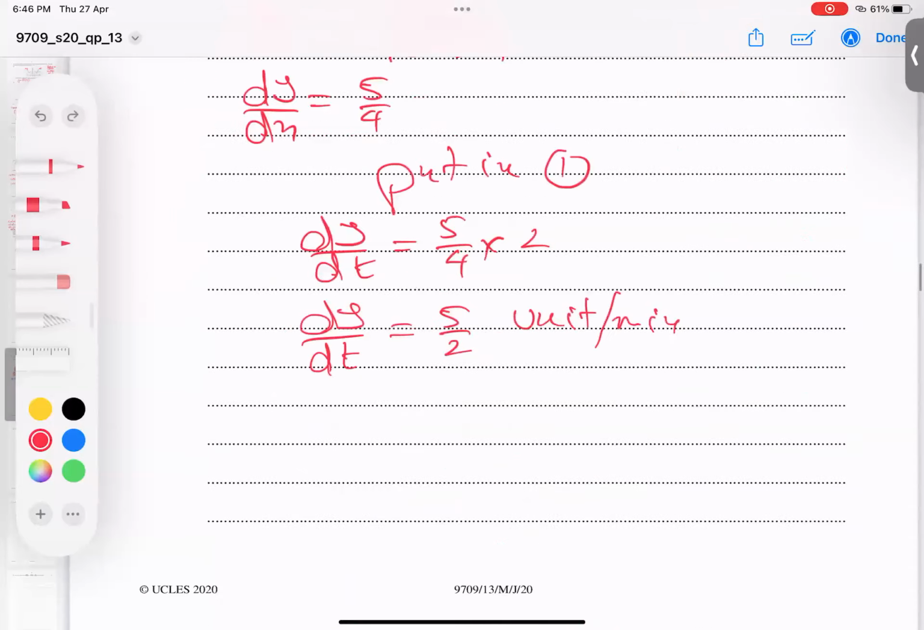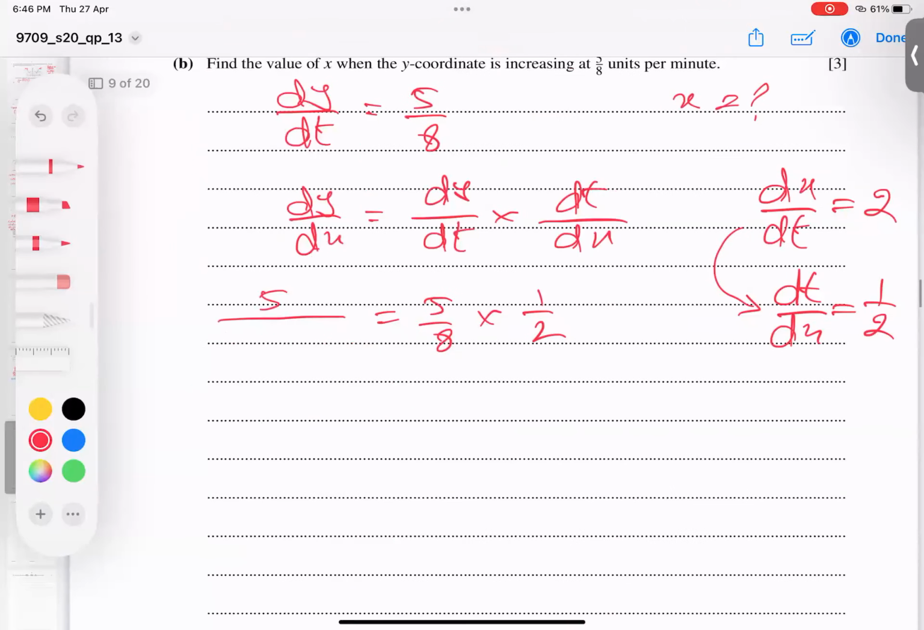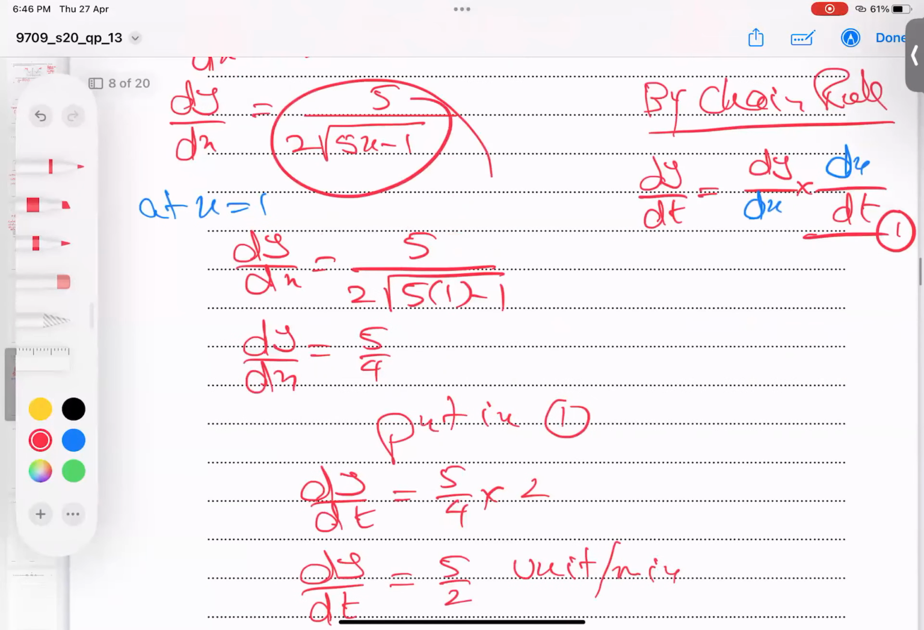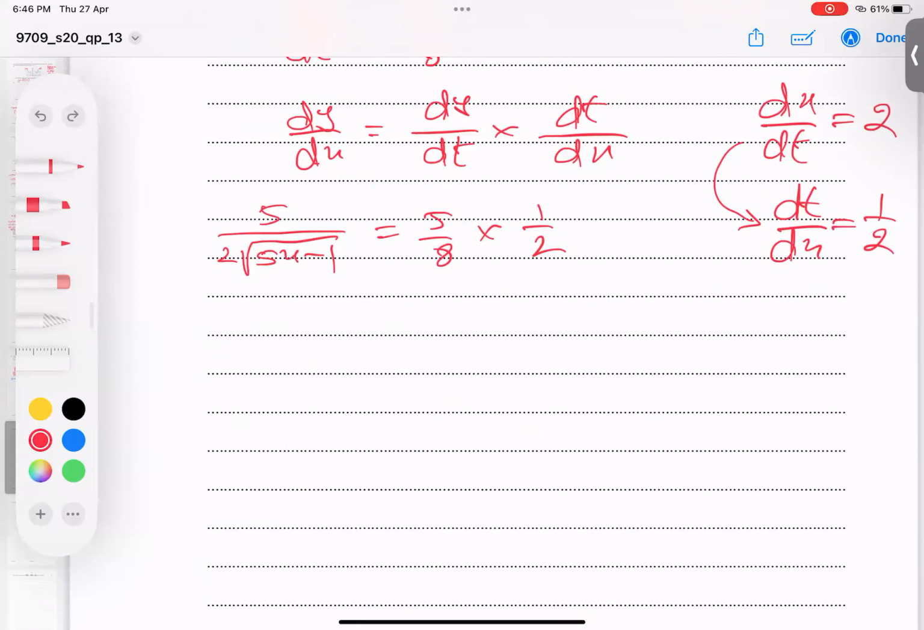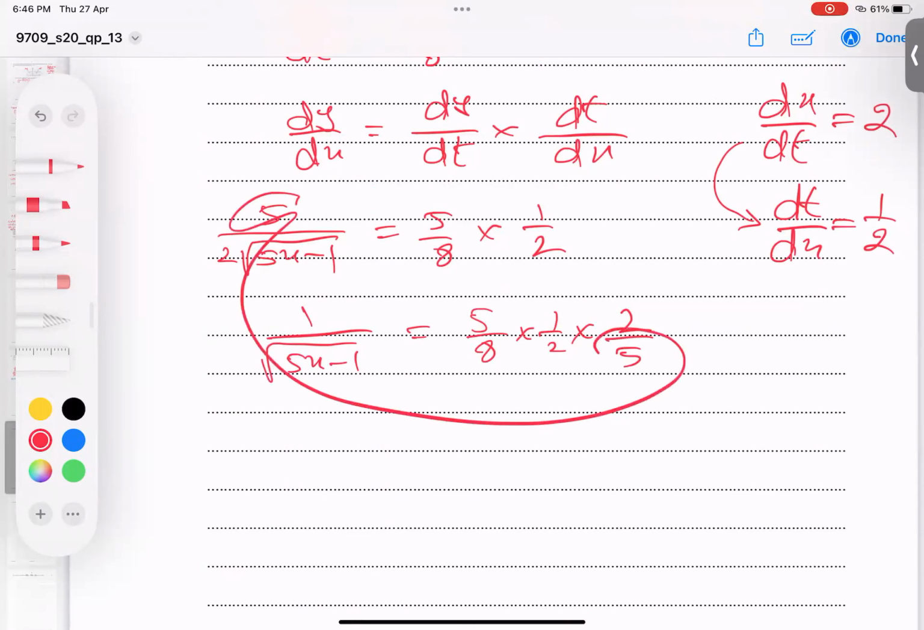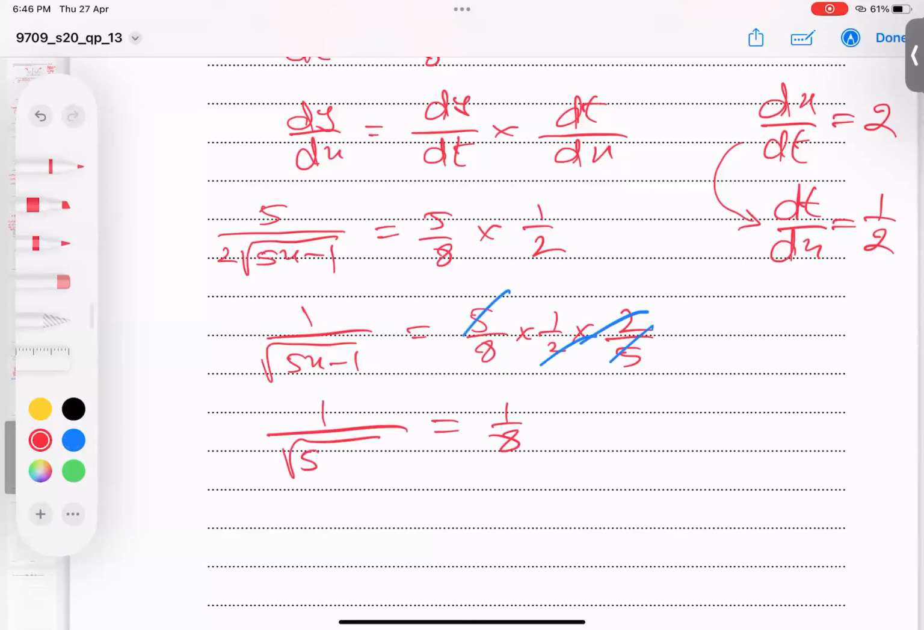So 5 by 2 root of 5x minus 1. Let me recheck. Yeah, correct. I copied correctly. Okay, let's complete now. For this 5, this 2 dividing will multiply there. This 5 multiplying will divide there. This 5 up will go down. Now the cancellation process. This cancels, this cancels. I get 1 by 8 and I get 1 over root of 5x minus 1.